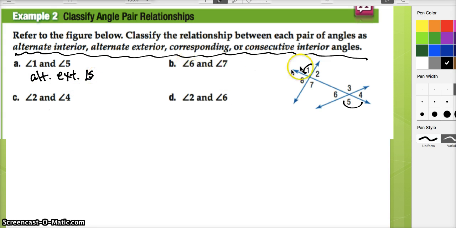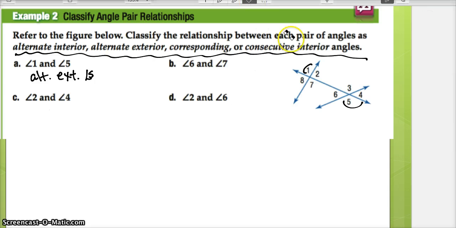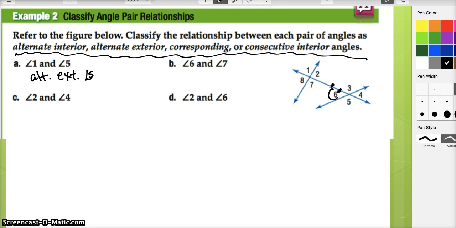And then angle 6 and angle 7. Let's take a look at those two. Angle 6 and angle 7 are obviously inside. They're inside and they're on the same side of the transversal, so they're obviously consecutive interior angles.